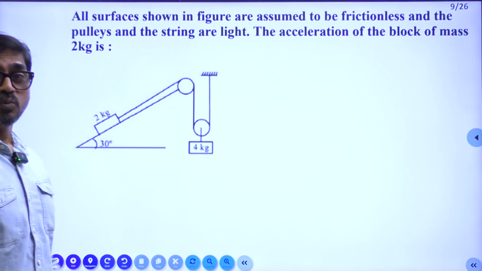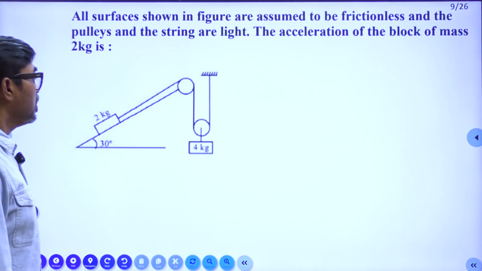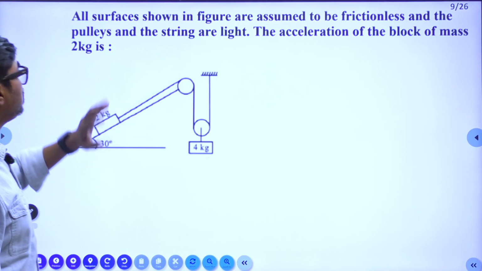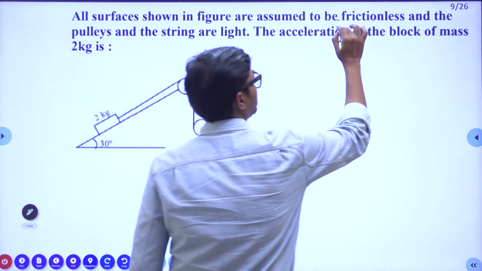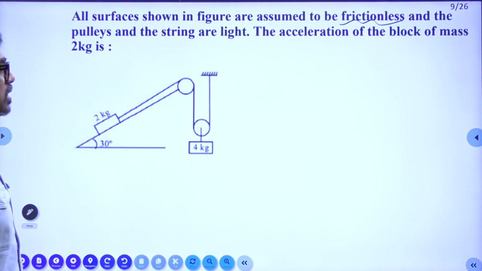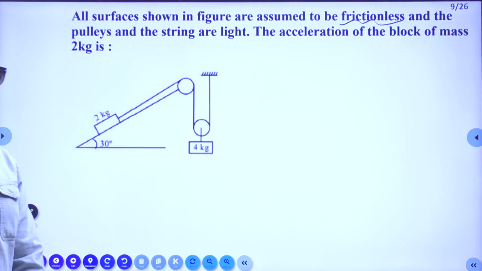I hope you are comfortable with the power method, the string method. So let us use that power method here to solve this problem. All surfaces are assumed to be frictionless. Okay, friction is not there. Pulleys and strings are light. The acceleration of the block of mass 2 kg would be?